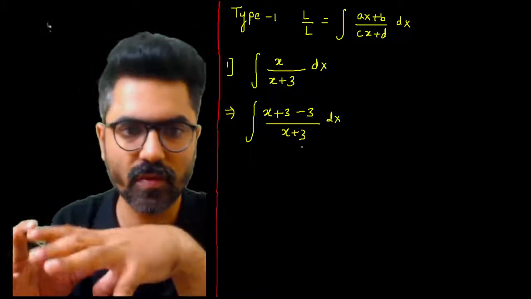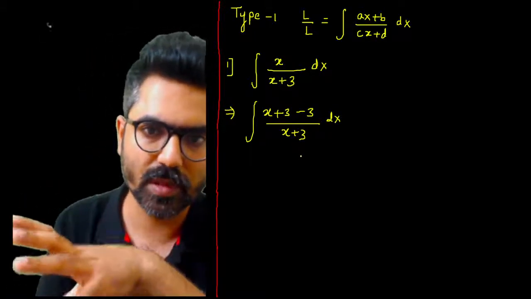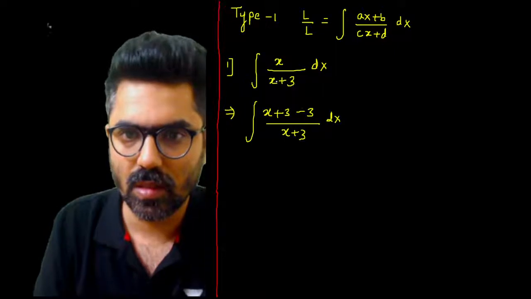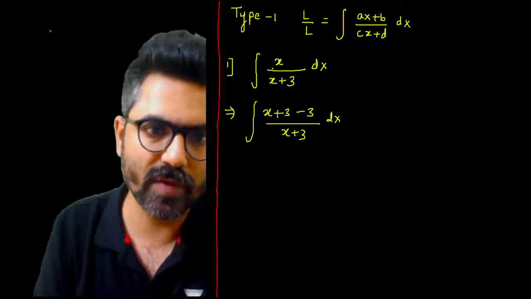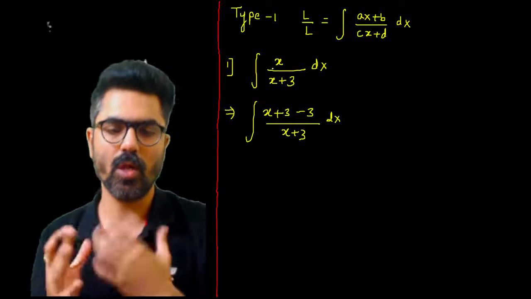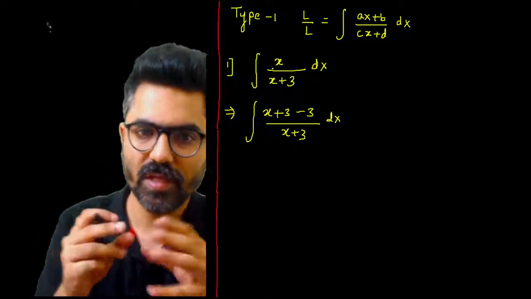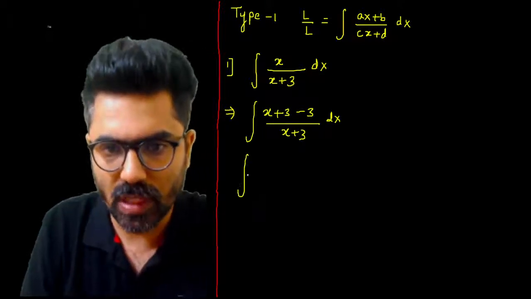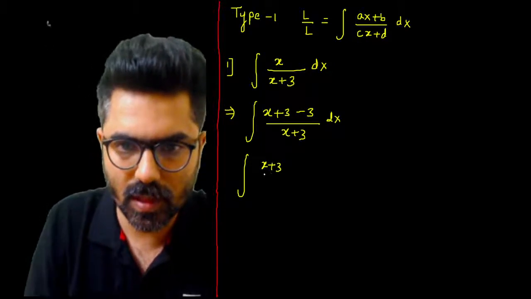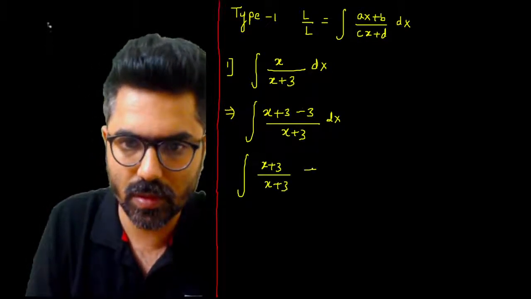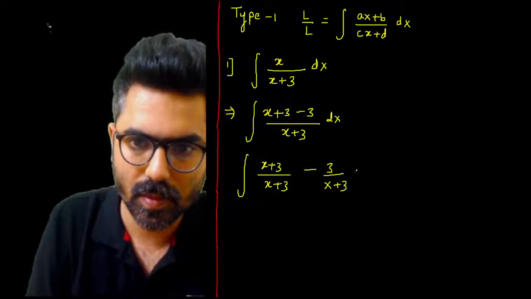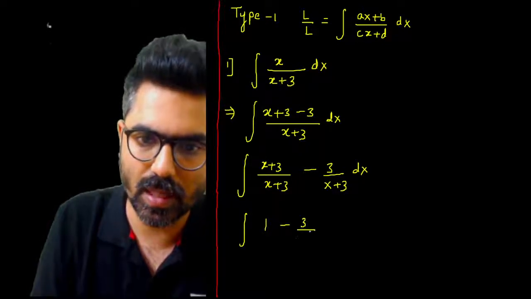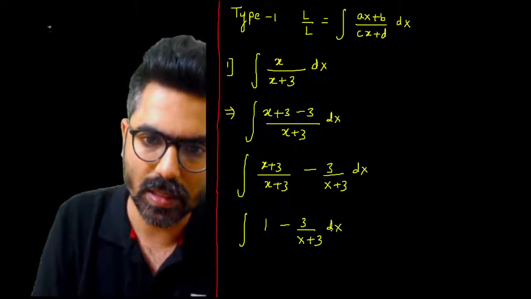I'll practice a few more questions on the different types. This is the easiest one, x upon x plus 3. In the numerator and denominator the coefficients of x are already the same. We just need to adjust a constant to make the numerator and denominator same. Now if you separate the denominator over these two terms, this becomes 1 minus 3 upon x plus 3 dx.